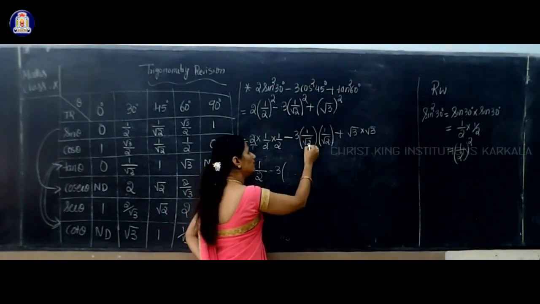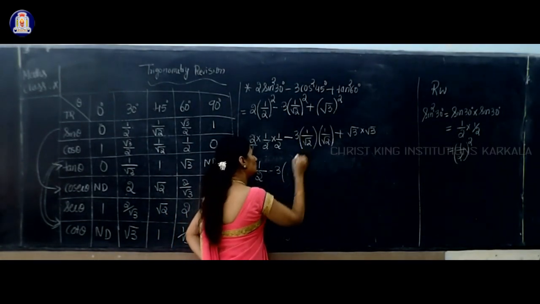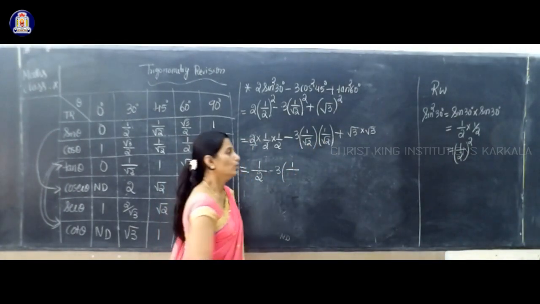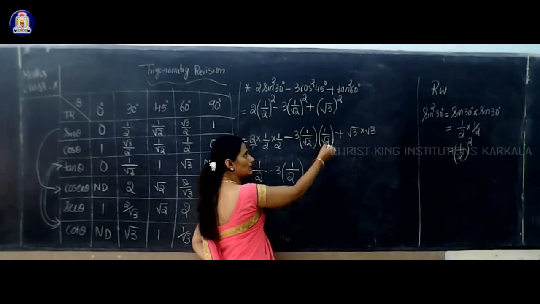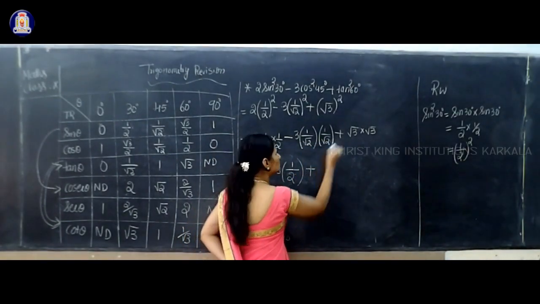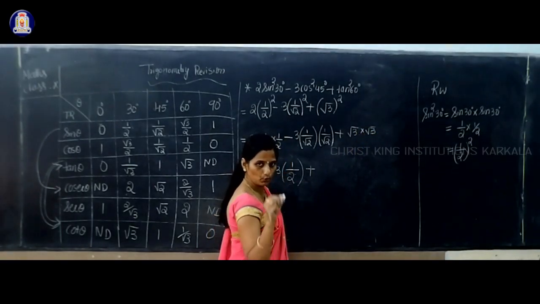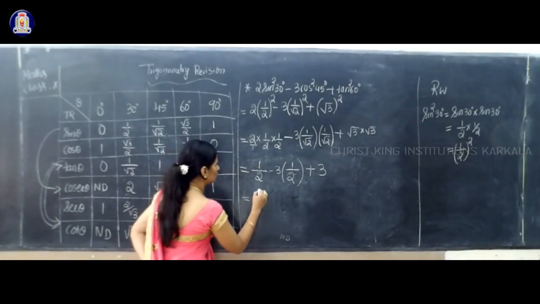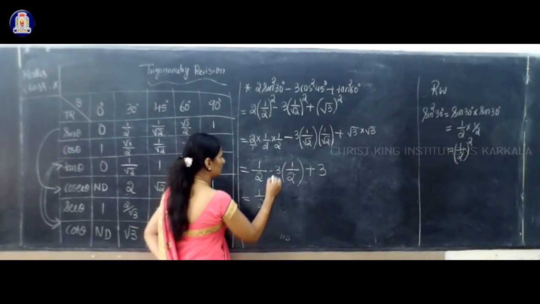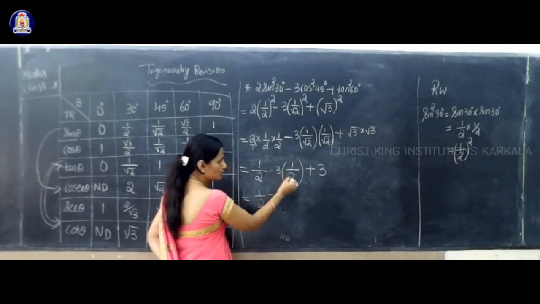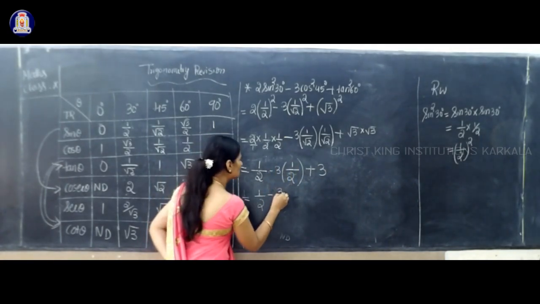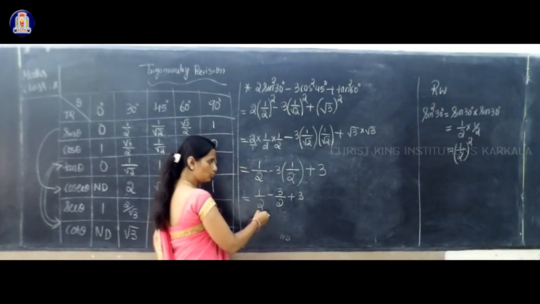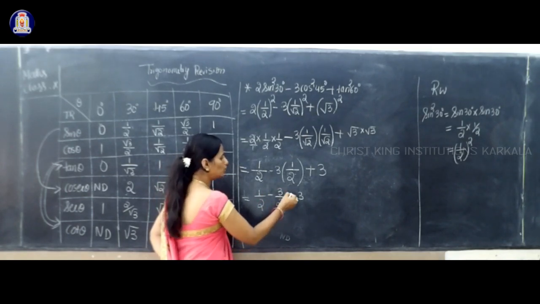Now next, minus 3. 1 by root 2 into 1 by root 2: 1 into 1 is 1, root 2 into root 2 is root 4, which is 2. Next, plus root 3 into root 3 is root 9, which is 3. So that is equal to 1 by 2, minus 3 into 1 is 3 by 2, plus 3. Is it possible to cancel this one? No. So 1 by 2 minus 3 by 2 plus 3.